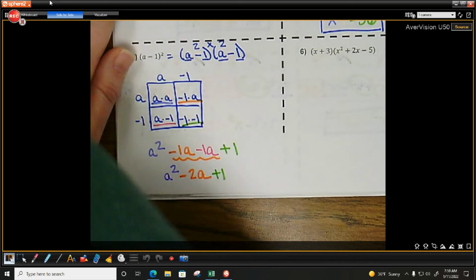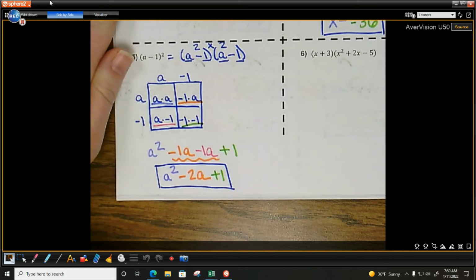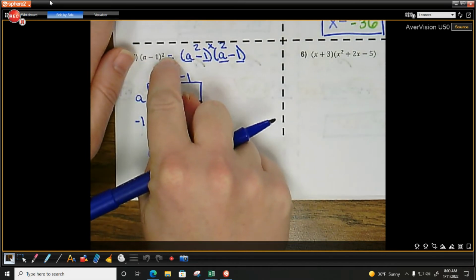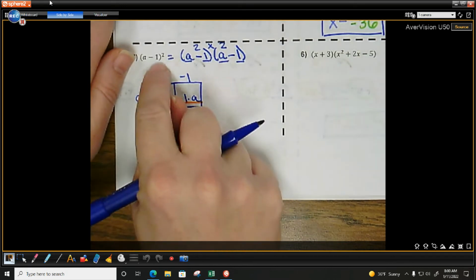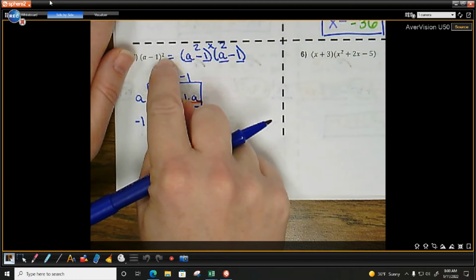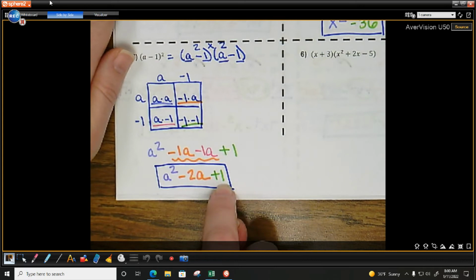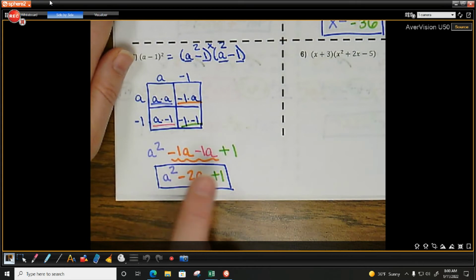So let's compare our answer with what would happen if we just distributed that squared. What's a squared? Just a squared, right? What's negative 1 squared? What's negative 1 times negative 1? Positive 1. So if I just square both my terms, I get my first term and I get my last term, but I would be missing that middle term, which makes your answer wrong. Okay? We good?